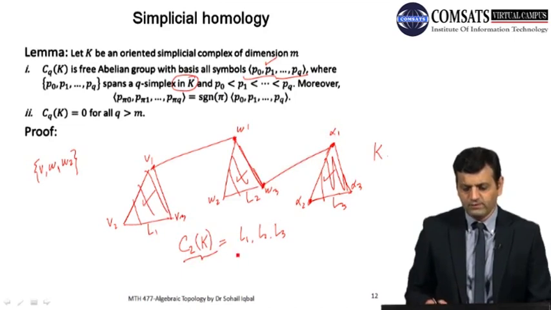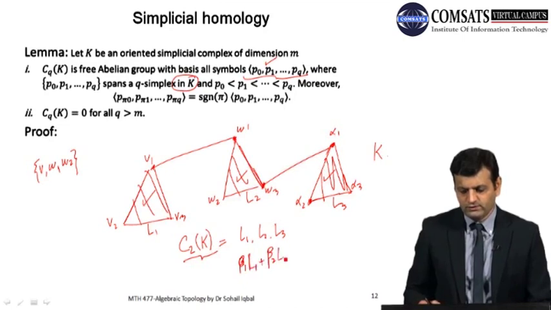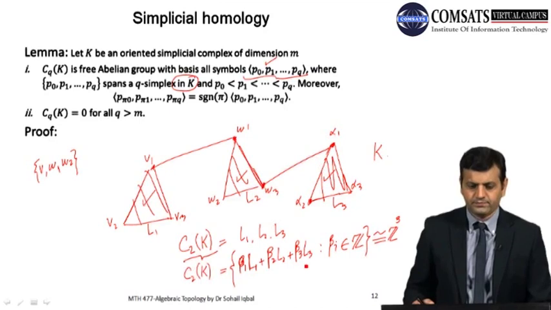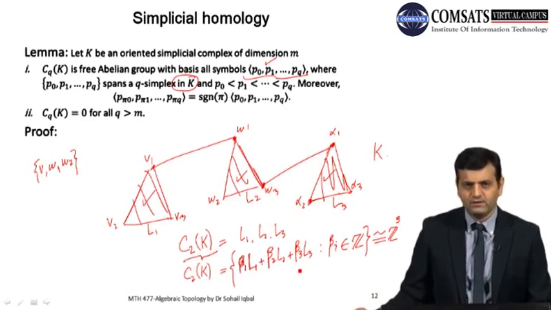So in other words, what will be the elements of this C2 of K? The elements of C2 of K will be, let's say, beta 1 L1 plus beta 2 L2 plus beta 3 L3, where beta i belongs to the integers. Okay, so that's our description of C2 of K, and this is isomorphic to Z3 because it's a free abelian group of rank 3. So we have seen the definition of the rank of a free abelian group.